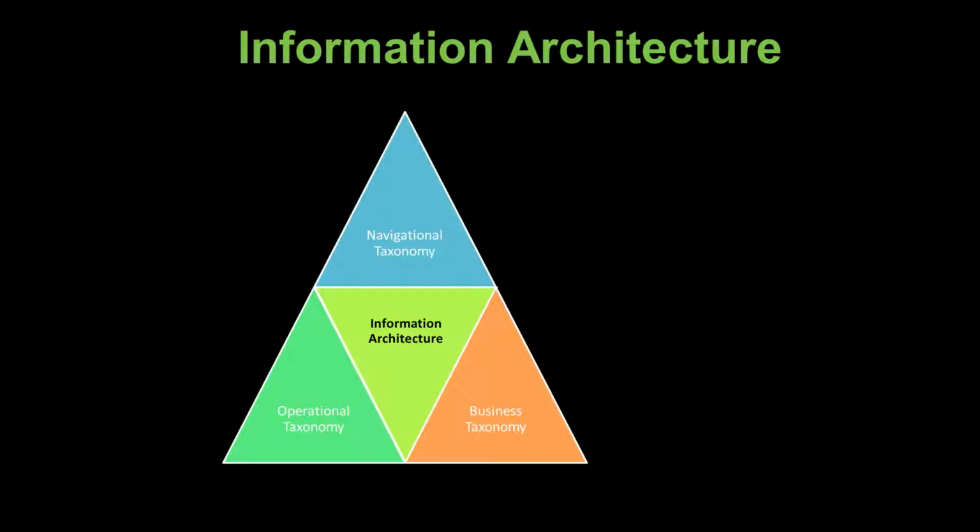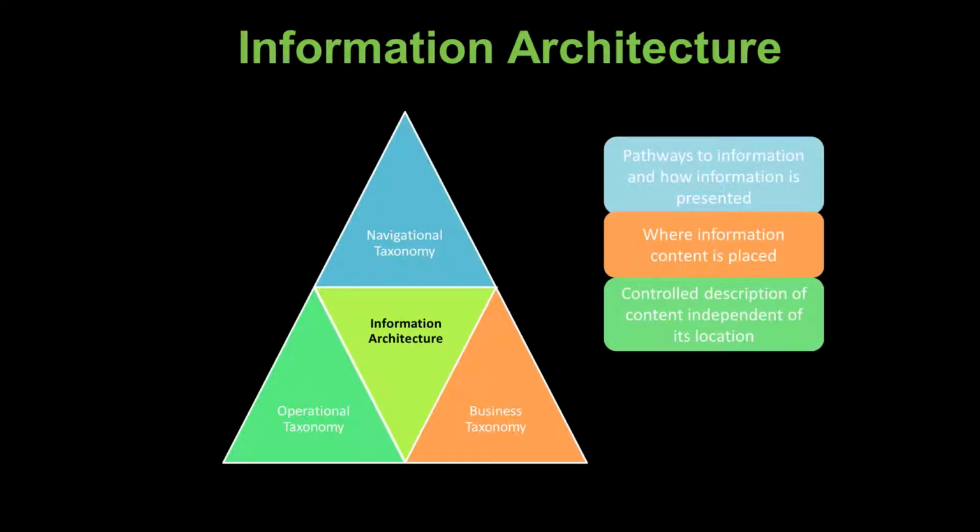Now, information architecture is really the cornerstone of supporting our overall information management and enterprise records management strategy in SharePoint. There are three key areas. The first area is what we call the navigational taxonomy. The second area is the operational taxonomy, and the third area is the business taxonomy. The navigational taxonomy is about understanding pathways to information or how information is presented to the user.